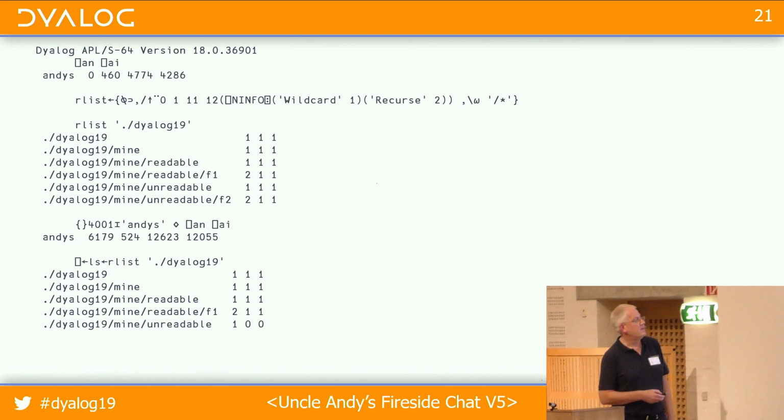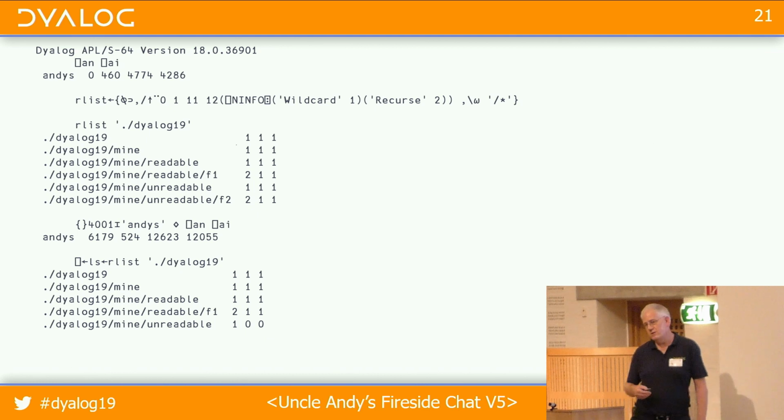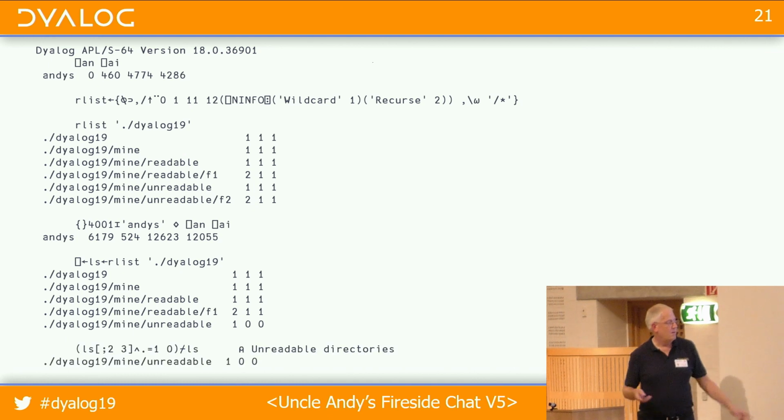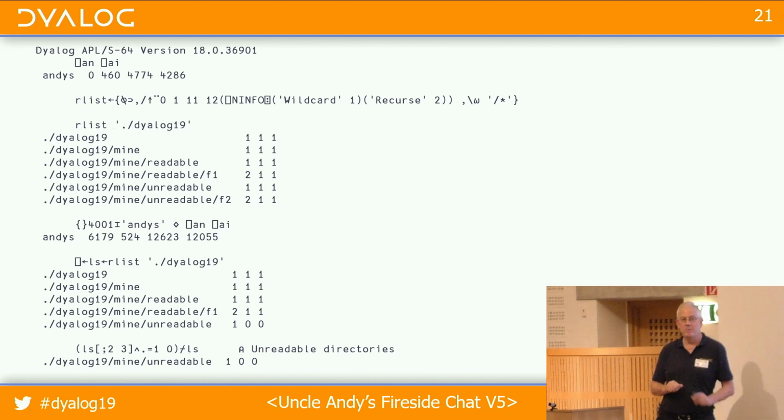But at least I can get a listing of all the files and directories I can see under Dyalog 19, and I can check to see whether there are any unreadable directories. I can't do anything about it. That's your problem. That's your systems administrator's problem. But at least you can now check to see whether there are things there that you can't get to.